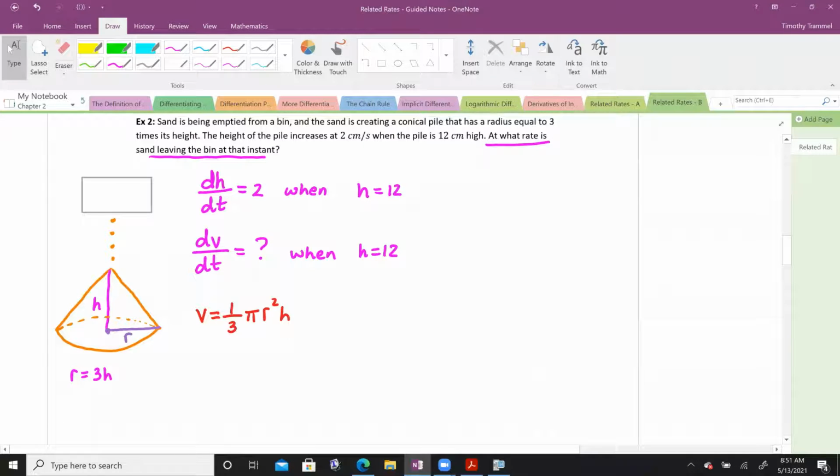All right, well, we got our volume formula. So the next step is to differentiate. The reason that we want to differentiate is we will then have dH/dt and dV/dt in our equation, which means we'll be able to find the rate that we want to find, dV/dt.